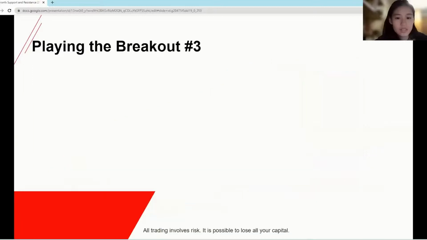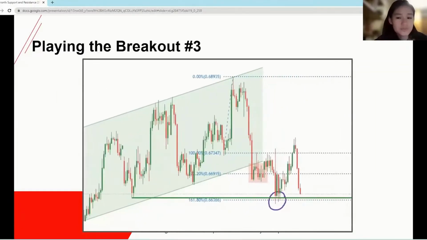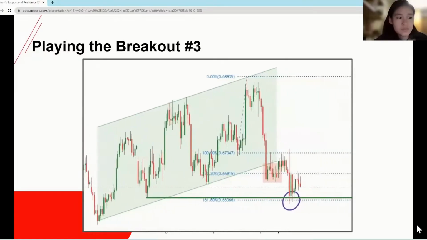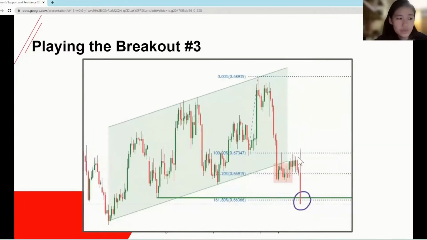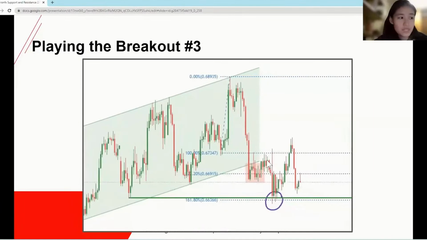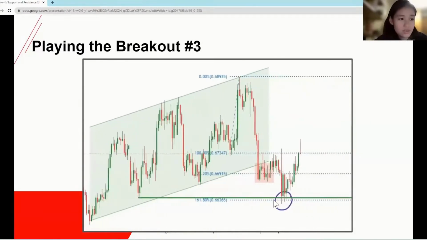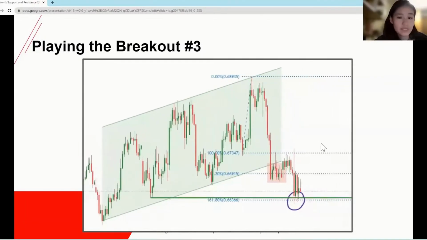Okay, and that's exactly what happened here. You can take a look at this GIF. So you can see price did reverse off of the 127 just briefly, but then it shot back down to the 161.8 and our swing low support just as expected, and then it reversed off of it immediately.